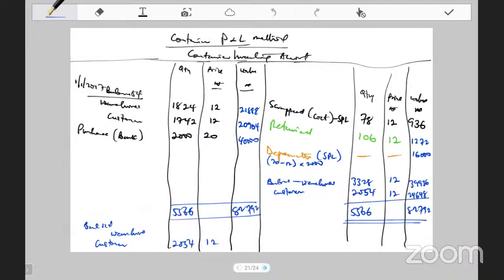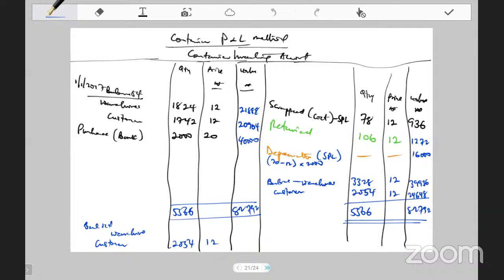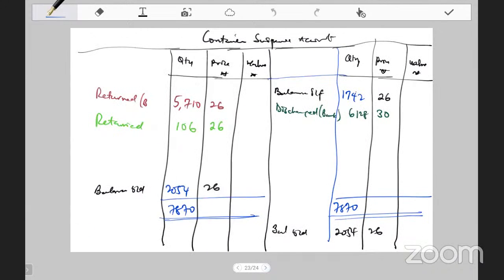We are through with inventory. So the first account that we need to wrap up will be our suspense account. Let's wrap up the suspense account, please. And that will give us 5710 times 26. I think we have an amount for it before.